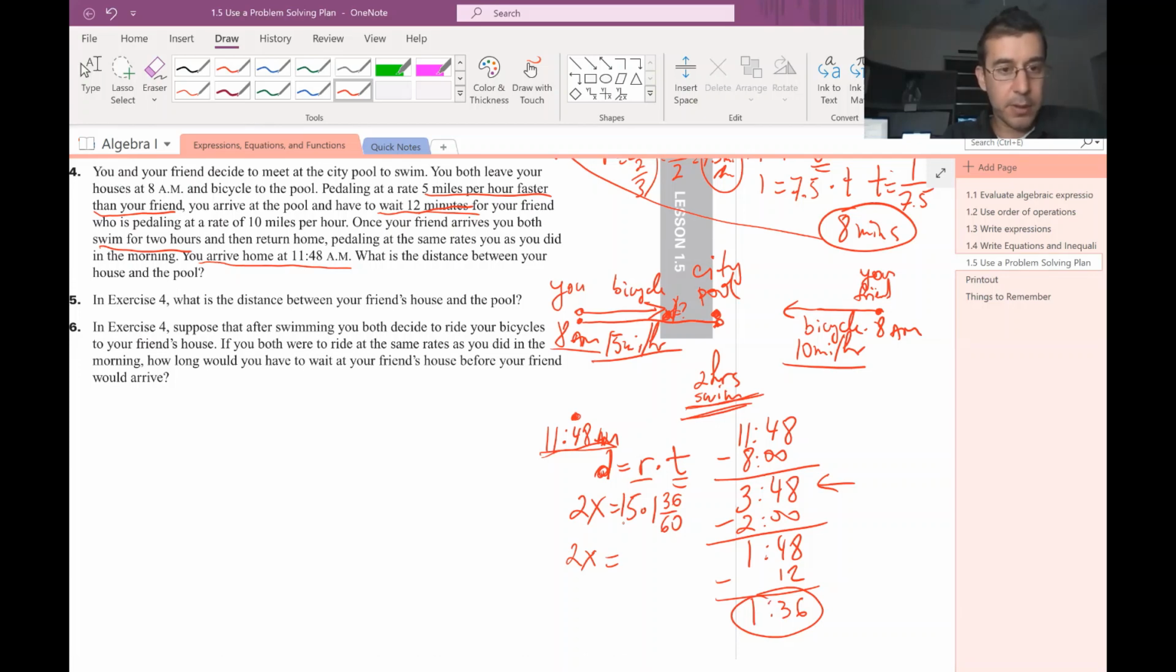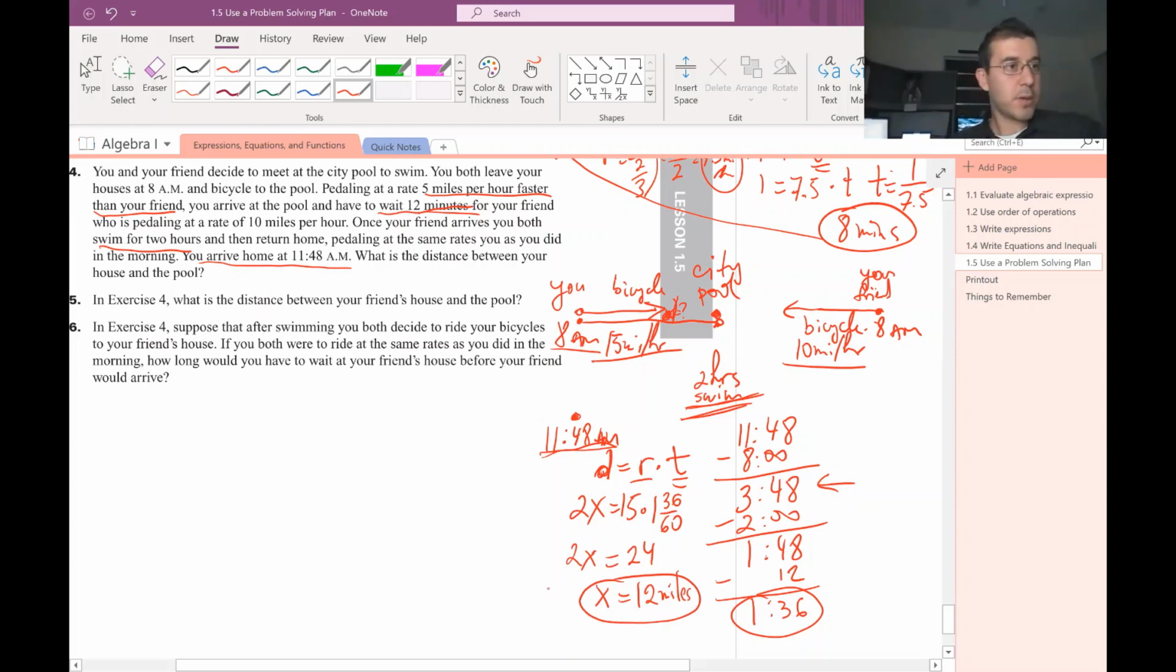36 divided by 60 is 0.6, and 1.6. So 1.6 times 15, you get 24, and then x is 24 over 2, or just 12. And that's miles, 12 miles, right? So that's for number 4. So number 4 is 12 miles. That's the answer for number 4.